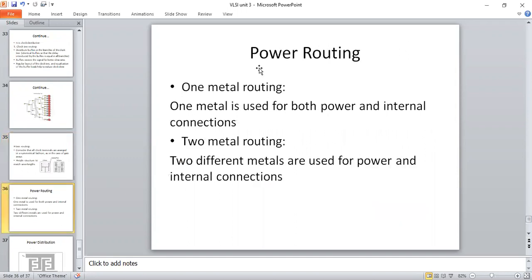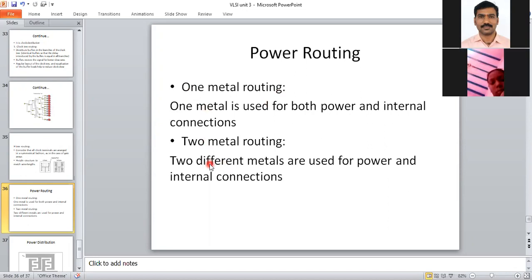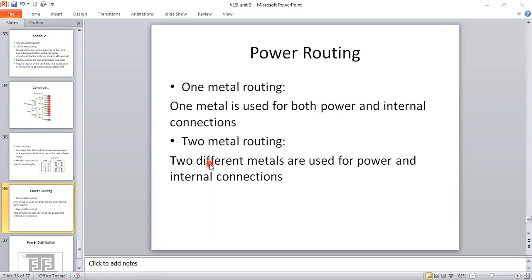Now power distribution. What is power distribution in embedded systems? You are distributing the power to some internal circuits here. Mainly we are using two methods. One is called one metal routing, and the next one is called two metal routing. What is one metal routing? You are using only a single metal for the whole internal structure, and it is called one metal routing. But in two metal routing, you are using two types of metals, one for the source and the remaining metal for the internal circuits here.